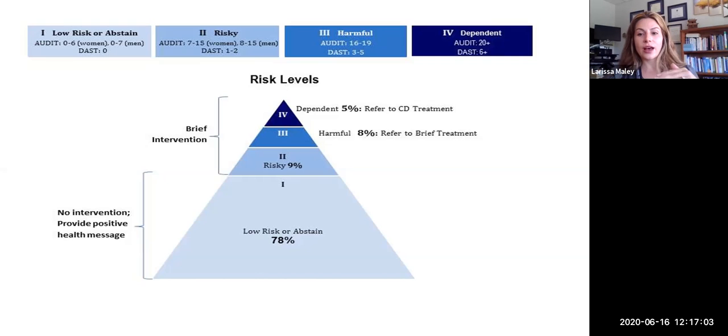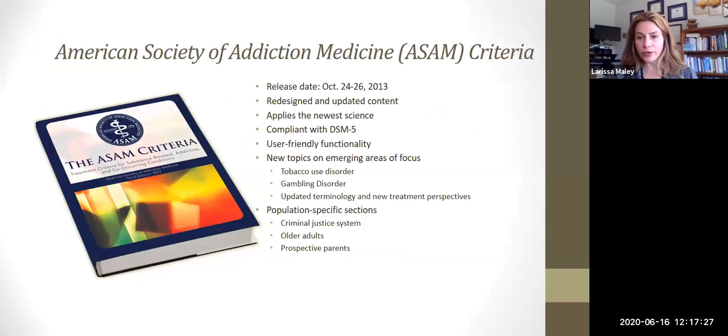So sort of thinking about everybody gets a screen, everybody gets assessed the same way, and then they get categorized. So at the top, you can see under low, risky, harmful, and dependent, you can see a couple instruments, the AUDIT and the DAST, and that's telling you different scores which help you to level which stage a patient is at. So this is the basic foundation of why it's so important to use a screener for everybody that crosses your threshold.